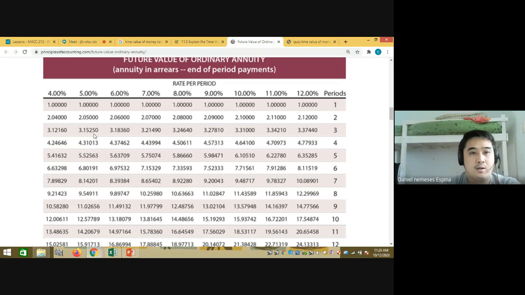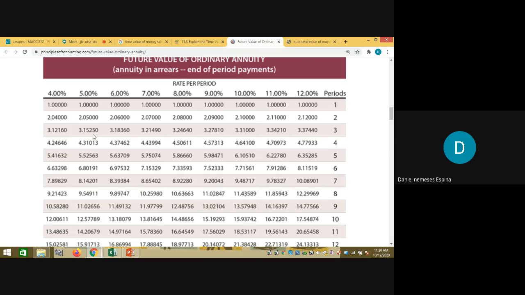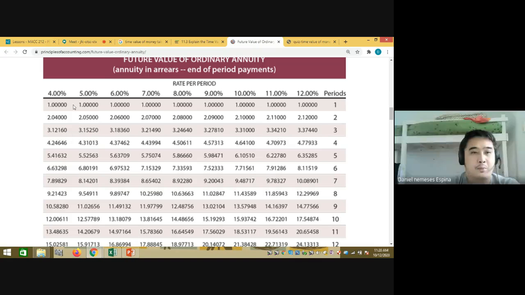5% is 3.1525. So the 3.14 is in the middle, between 4% and 5%. At least this is better than doing trial and error until you find the exact rate. So what we are sure of is that it's between 4 to 5%. So the interest rate might be 4.01 or 4.99.